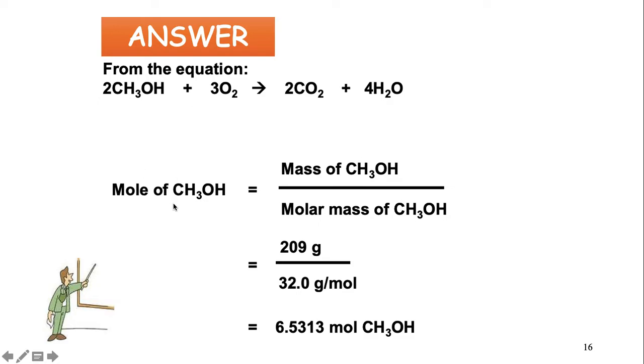So the actual number of mole of methanol is not 2 mole. 2 mole is just from the ratio, from the chemical equation. So the actual number of mole, you can find it from the mass of methanol. Mass of methanol divided by the molar mass. This is the actual number of mole of methanol.